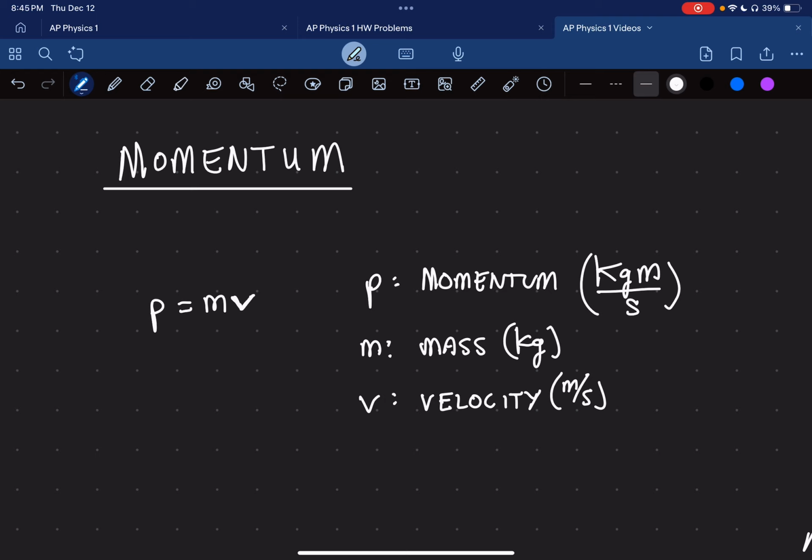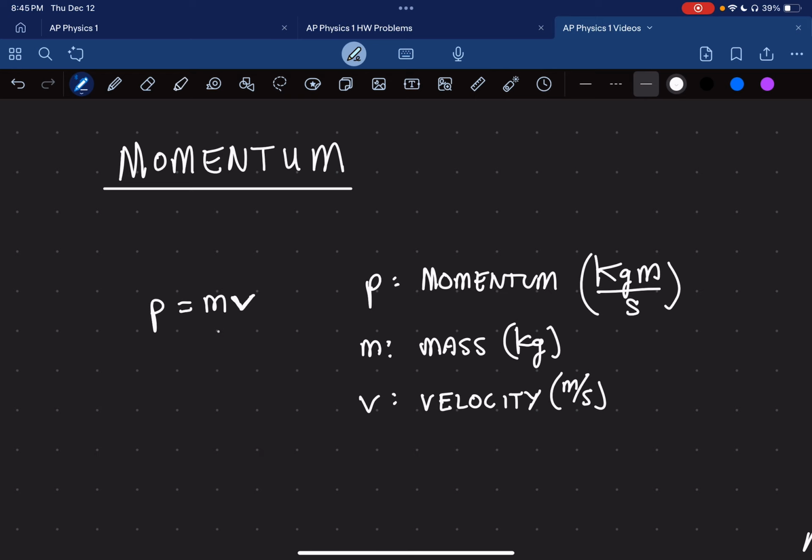I'll just note here that we do want velocity, not speed, and so direction matters with momentum. Momentum is also a vector, and so we give direction when we write the momentum of some object. Now, that's a simple calculation.